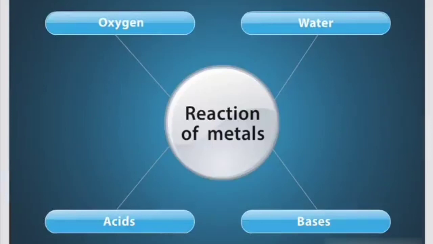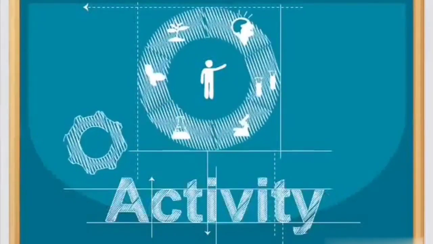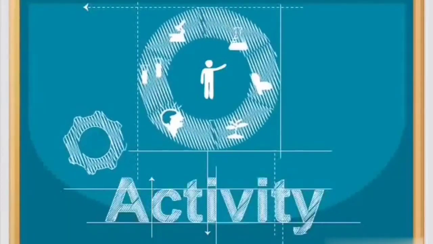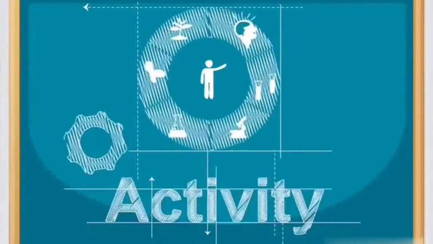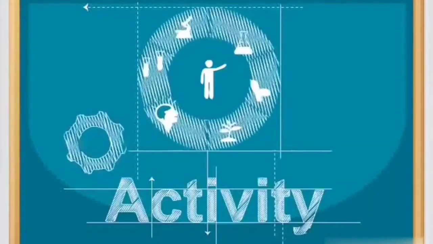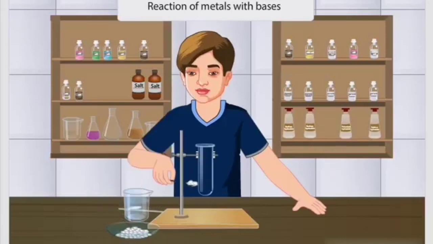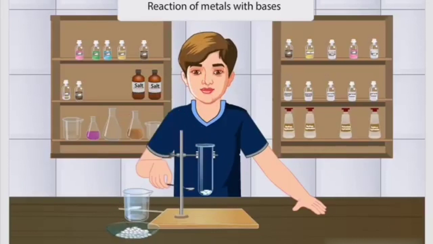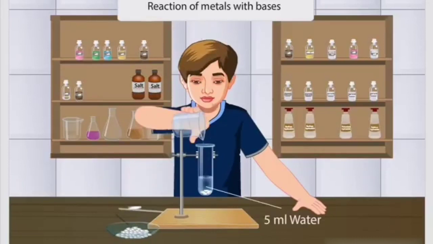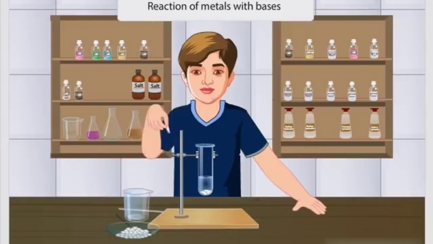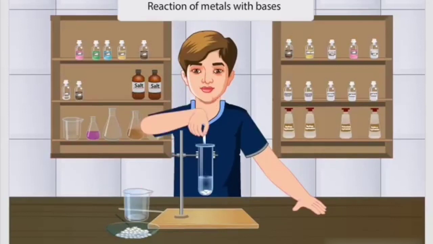Fourth, reaction of metals with bases. When metals react with bases, hydrogen gas is formed. This can be proved by performing an activity. Prepare a fresh solution of sodium hydroxide by dissolving 3 to 5 pellets of it in 5 ml of water. Drop a piece of aluminum foil into it.